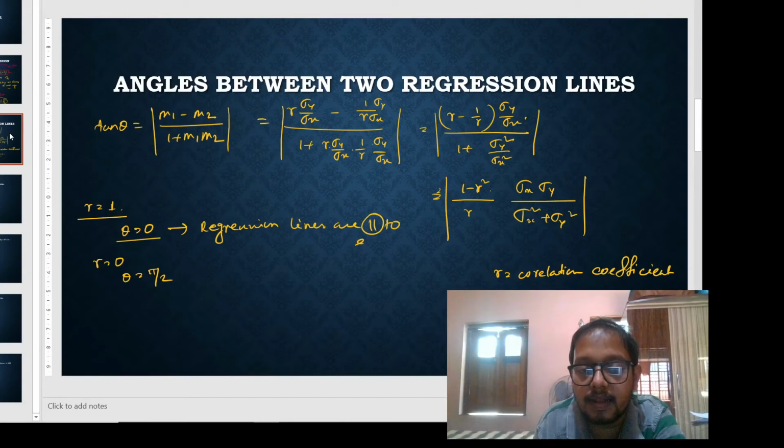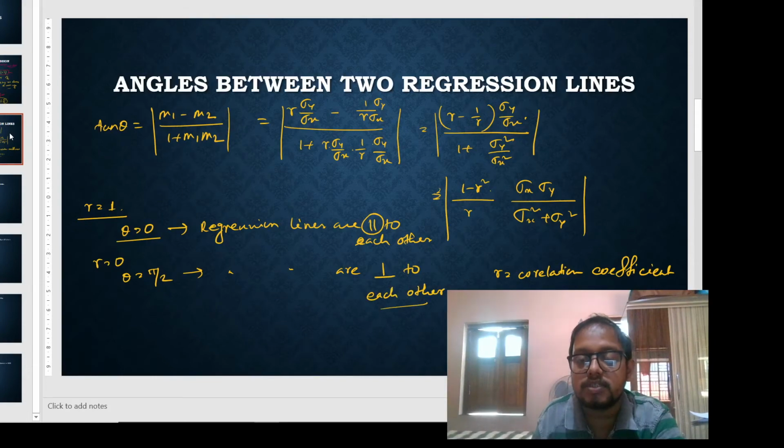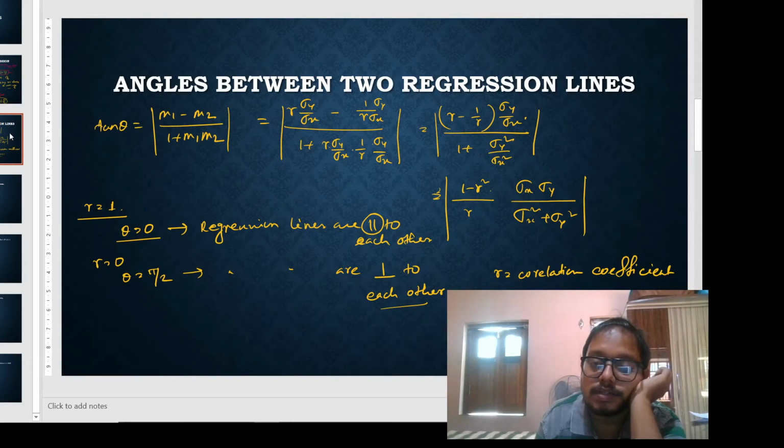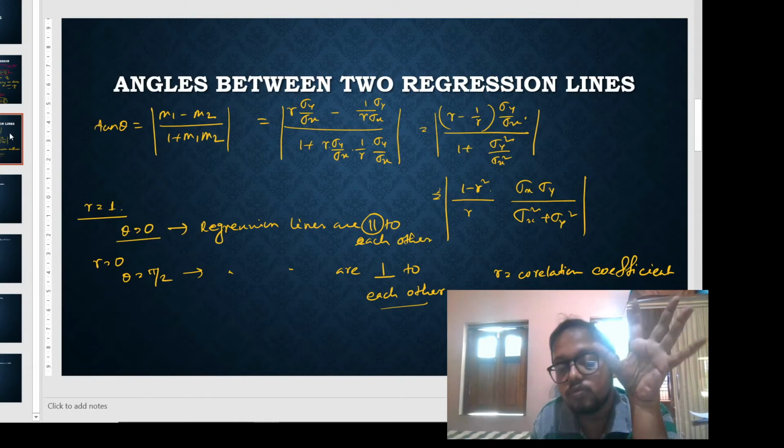this is the sign of parallel, and for theta equal to pi by 2, tan theta is infinity. Sorry, for r equal to 0, theta is equal to pi by 2. So here the regression lines are perpendicular to each other. This is the sign of perpendicular to each other.